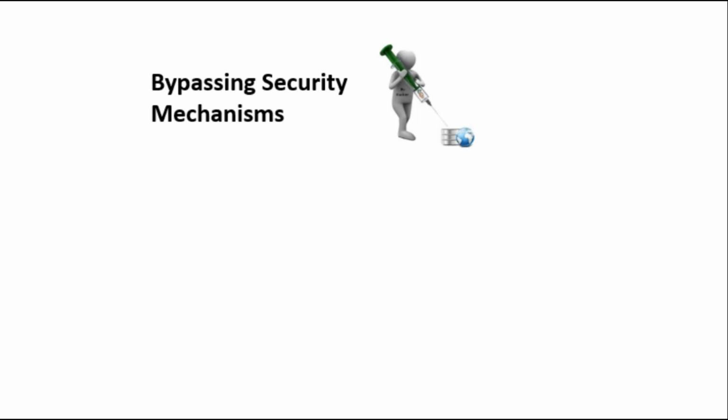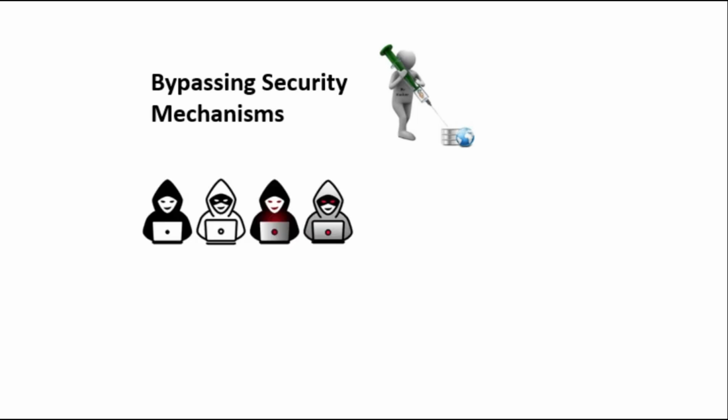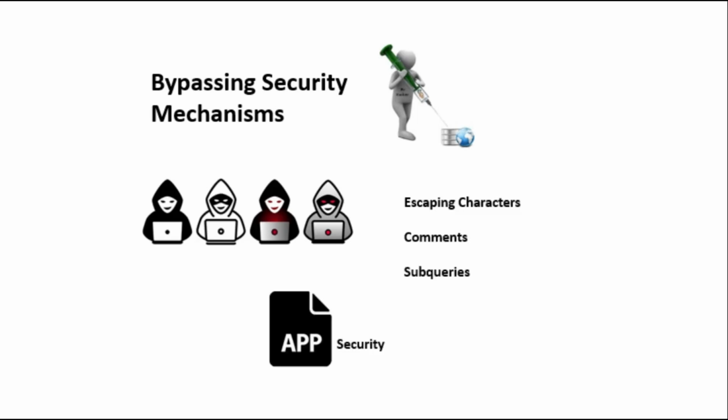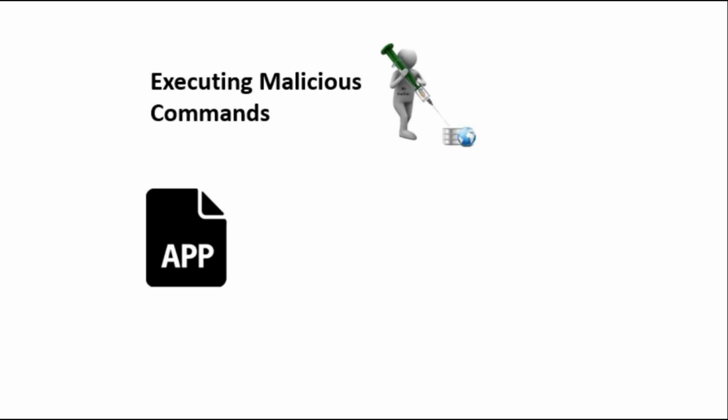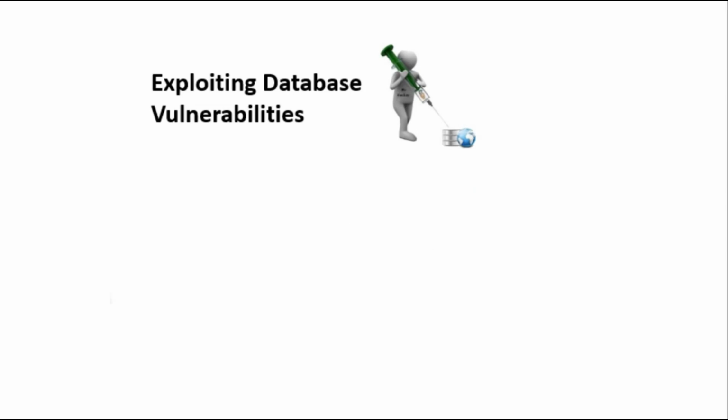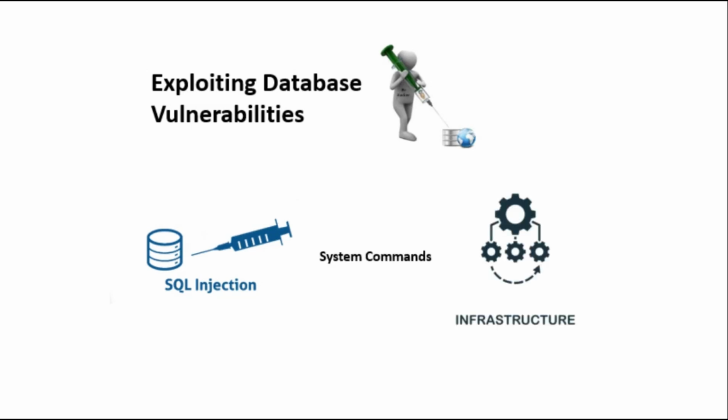3. Bypassing security mechanisms. Attackers use techniques like escaping characters, comments or subqueries to bypass application security. 4. Executing malicious commands. The application processes the crafted SQL query, granting unauthorized access. 5. Exploiting database vulnerabilities. In advanced attacks, SQL injection can execute system commands or compromise the entire infrastructure.